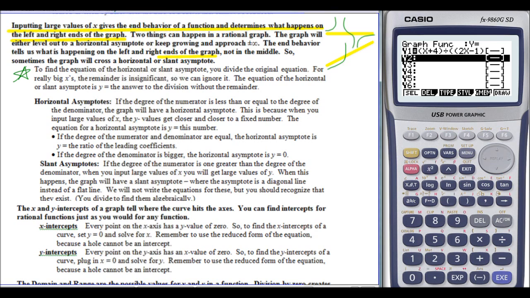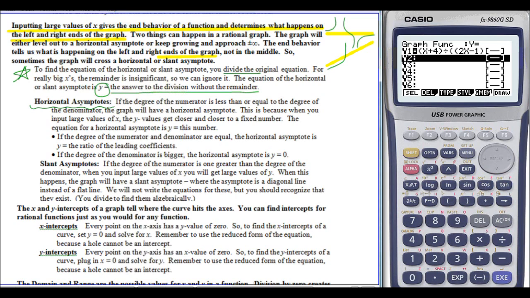To find the equation for a horizontal or slant asymptote, you divide the original equation. Remember, these were all division problems. For really big x's, the remainder is insignificant, so we can just ignore it. The equation of the horizontal asymptote or the slant asymptote is y equals, because it's horizontal, the answer to the division without the remainder. So what we'd like to do is sort of make some shortcuts for how we can figure this out. Here's a little bit of reasoning for you.